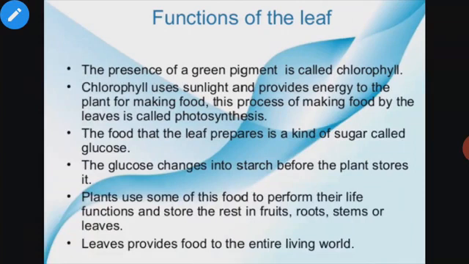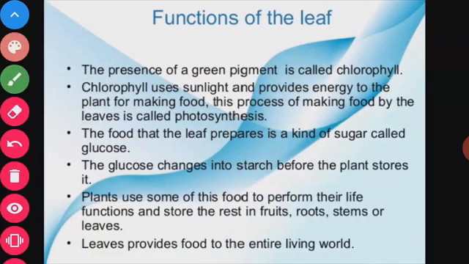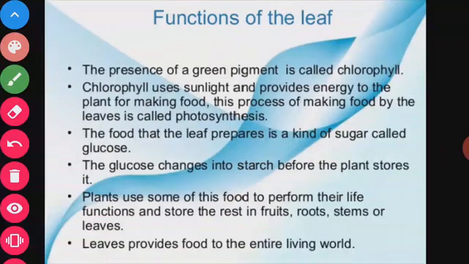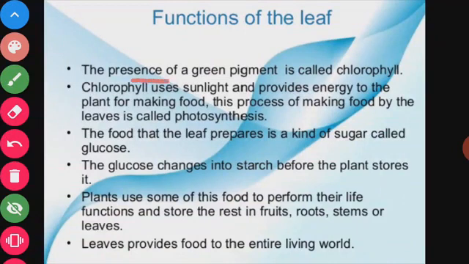Dear students, you know that the color of the leaves is green. Why is the color of the leaves green? The presence of a green pigment called chlorophyll. Chlorophyll is a green pigment that is present in leaves. Due to the presence of this green pigment, the color of the leaves is green.